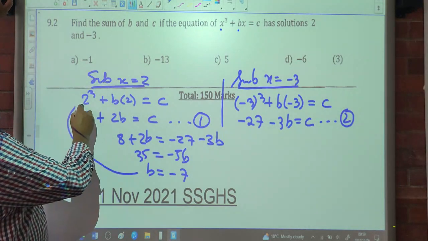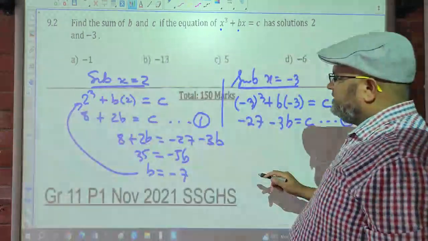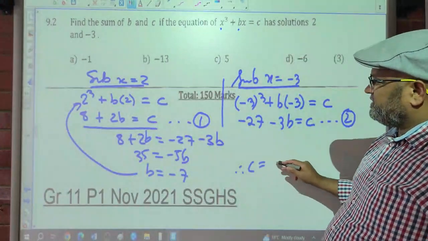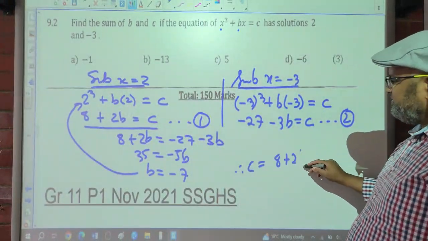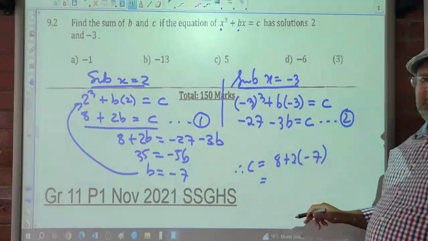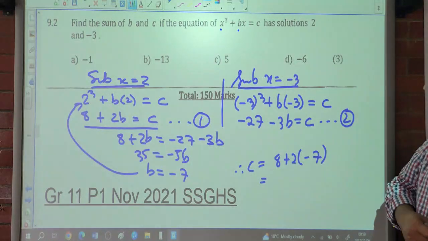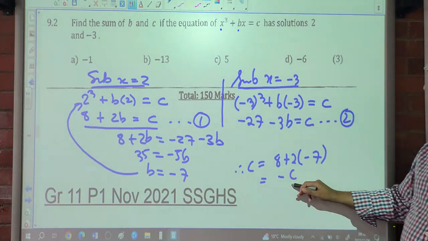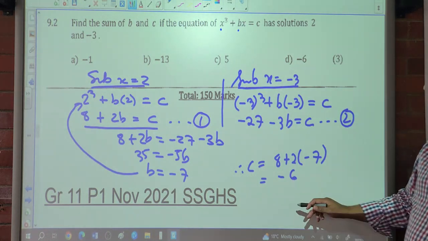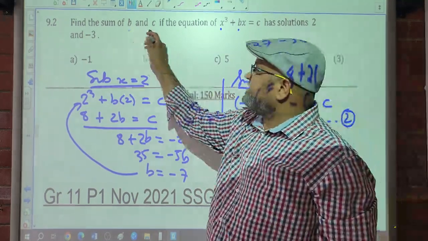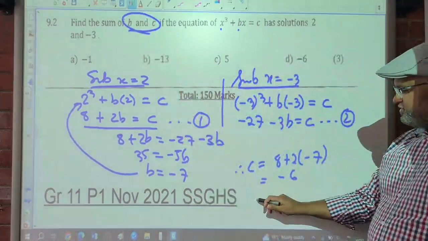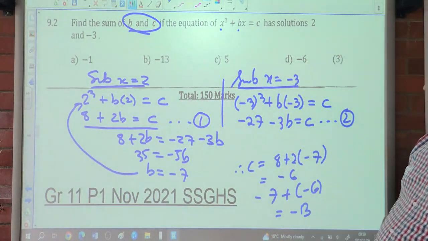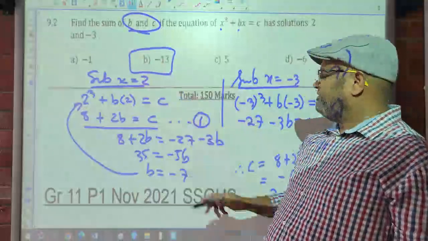So we substitute that back into 1. So therefore c is equal to 8 plus 2 times negative 7, which is negative 14. What is 8 minus 14? Negative 6, I think. Is that correct? And then they ask you what is the sum. So what do I do here? Add. So negative 7 plus negative 6 gives you negative 13, which makes the answer B.